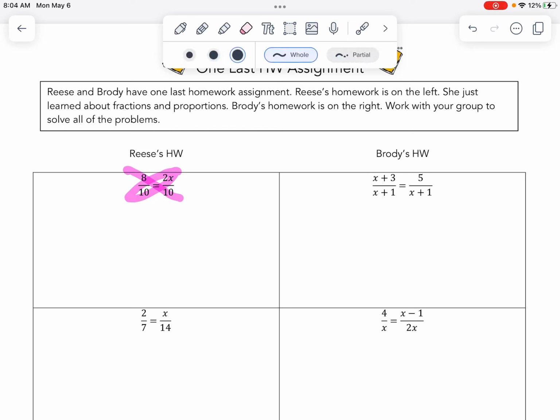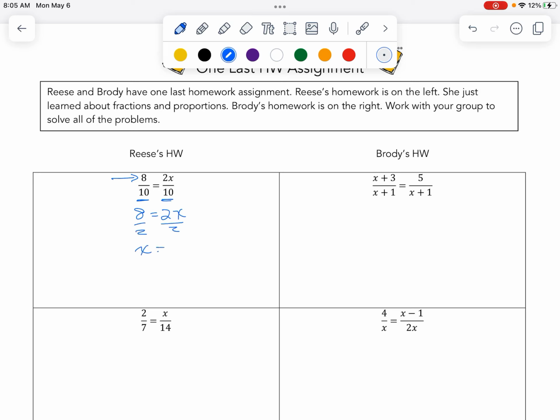can also take a look at these problems and notice that the denominator is the same in these two problems. When the denominator is the same, all you need to do is look at the numerator. So you can just set 8 equal to 2x, divide both sides by 2, and you end up with x equals 4. Okay? Similarly here, if you had cross-multiplied, you would have ended up with a quadratic on this side. Again, perfectly fine, but a lot more work.